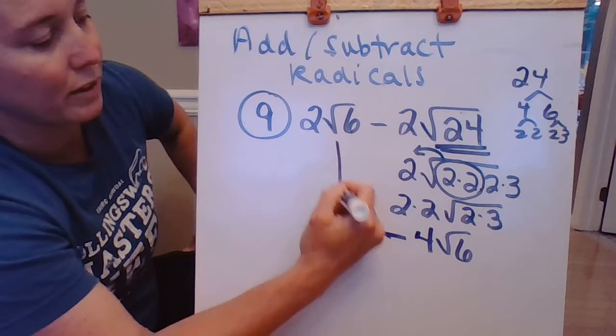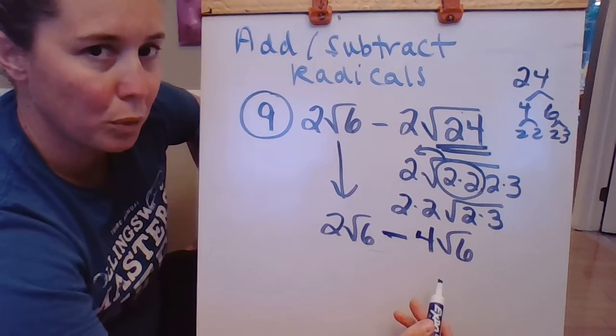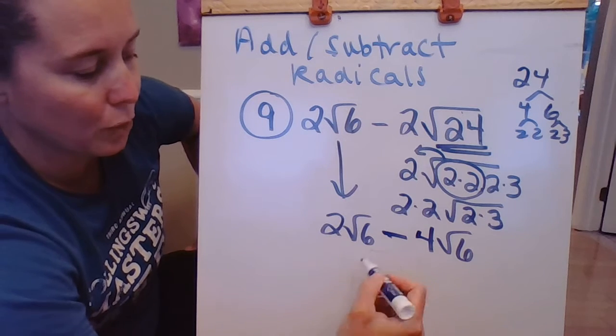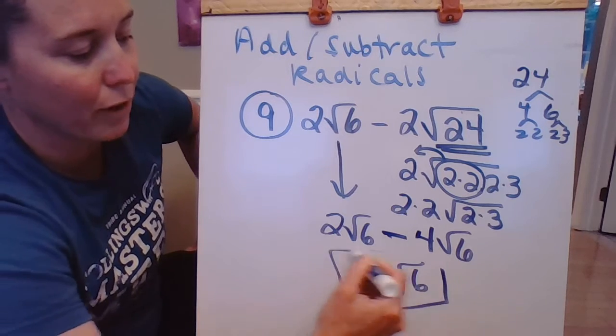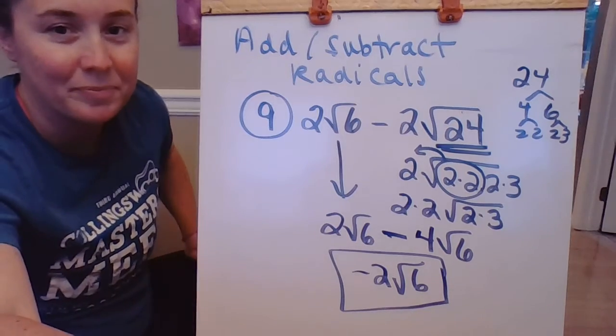Now let's bring down this 2 root 6. What's 2 root 6 minus 4 root 6? Well, 2 minus 4 would be negative 2 root 6. You're going to keep that radicand. All right, moving on to number 11.